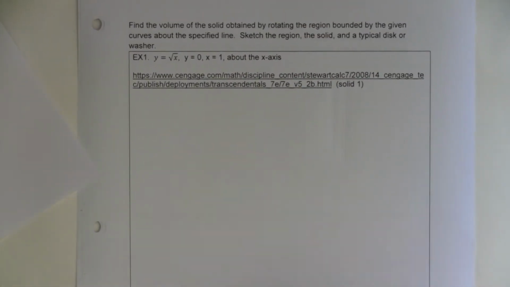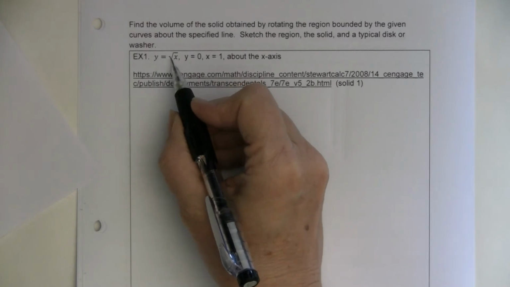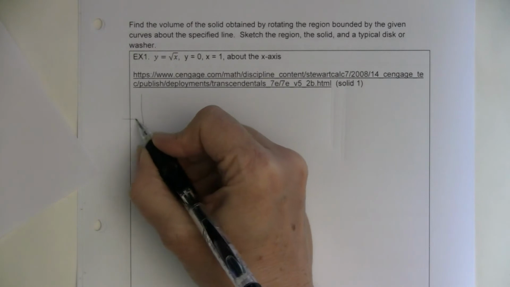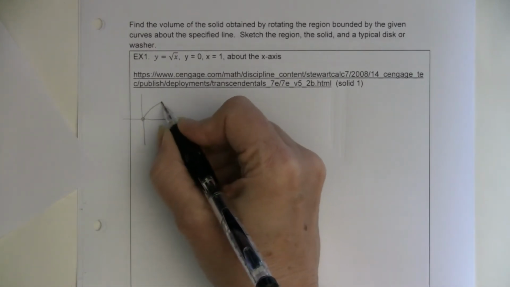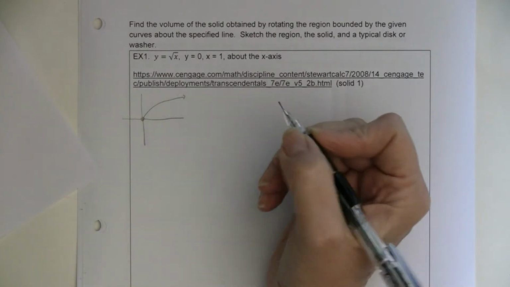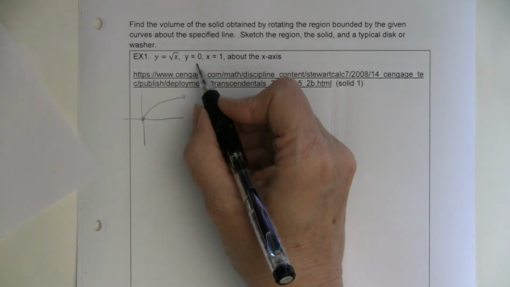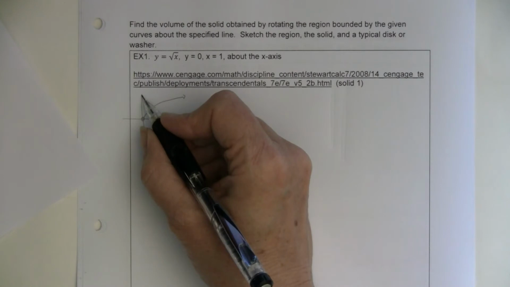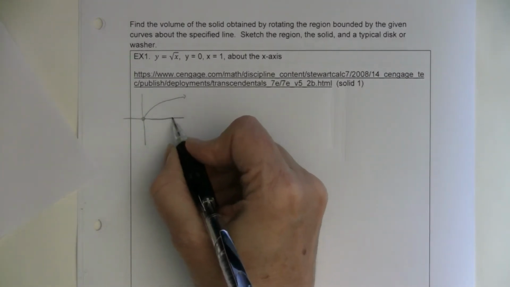And so here I got my computer up so that I can do it. The first thing you want to do is, it says y equals the square root of x. So you want to make a sketch of y equals the square root of x. It would start here at x is 0 and look something like this. They also told us that y equals 0. Now y equals 0 is the x-axis, right? So here's y equals 0.